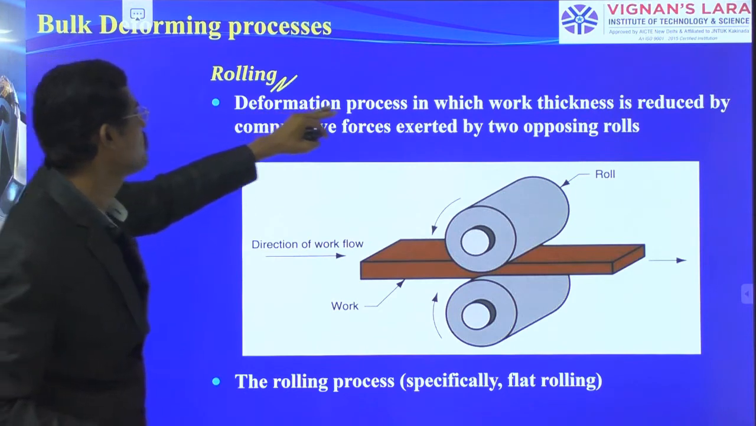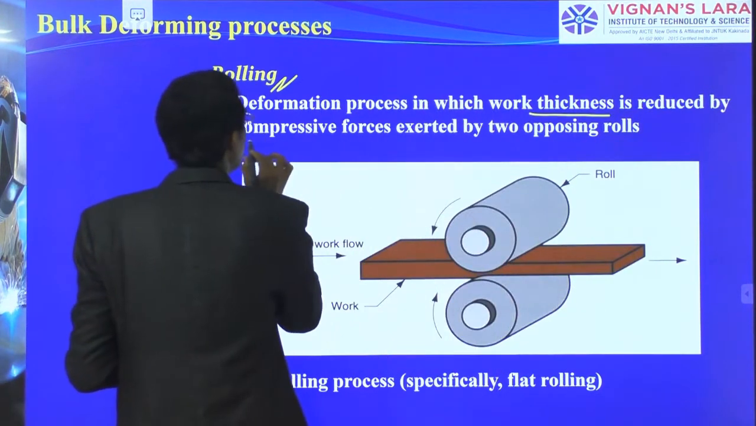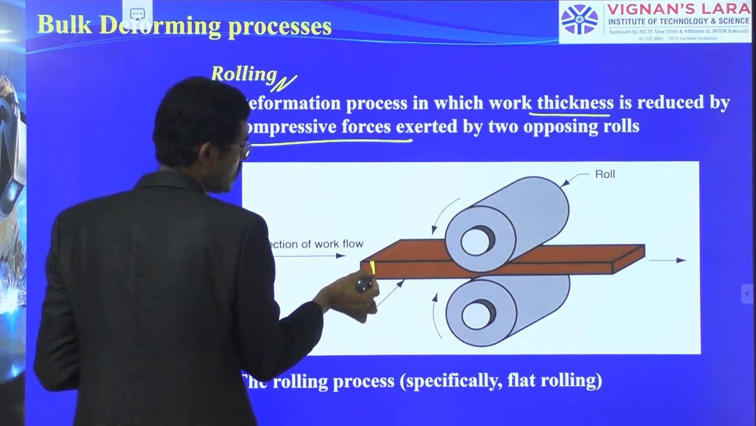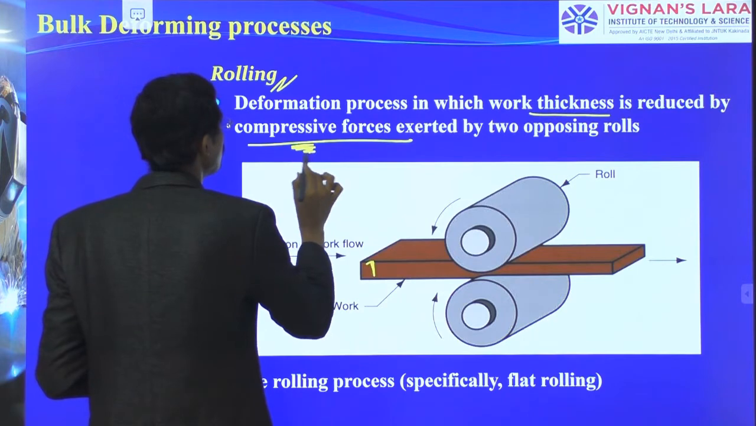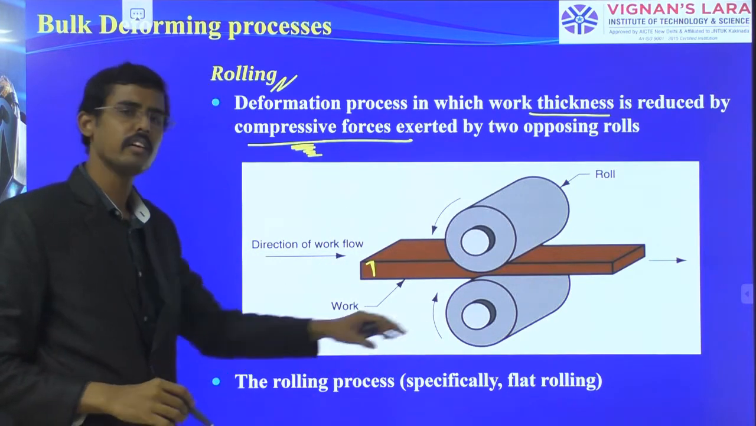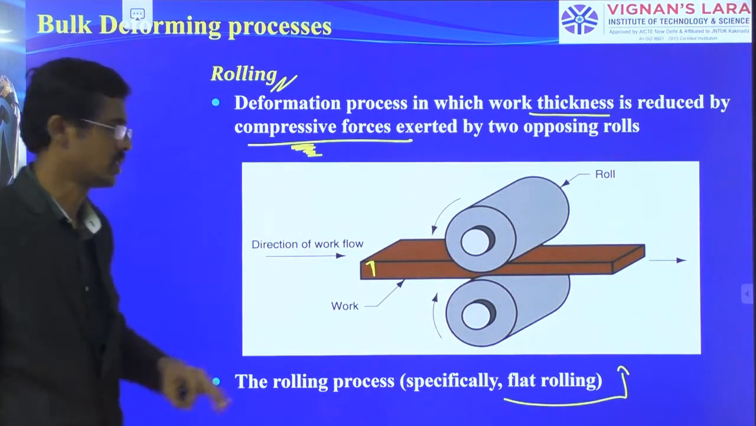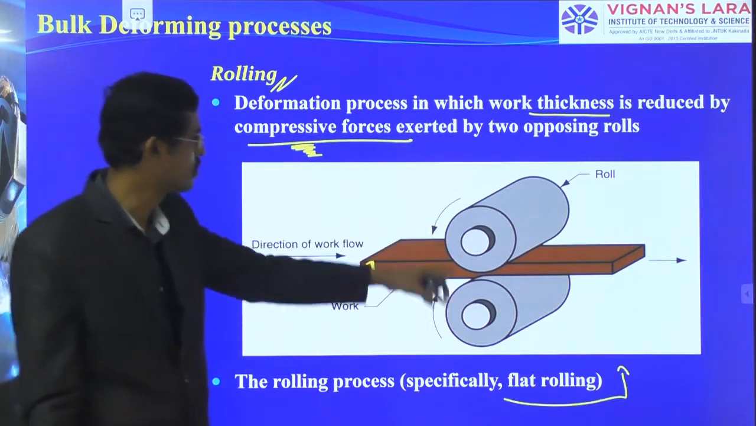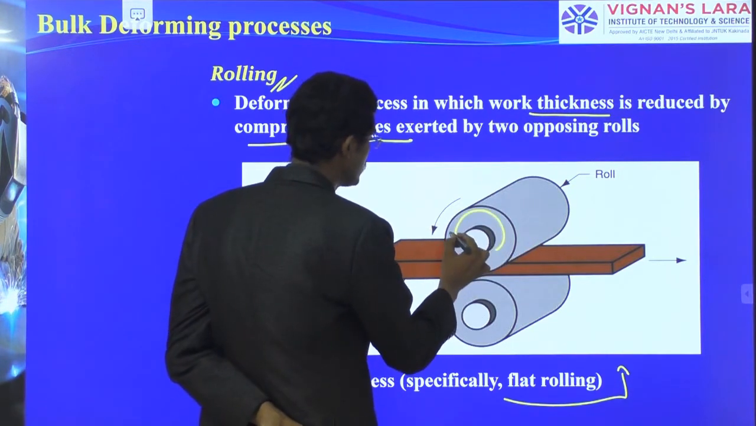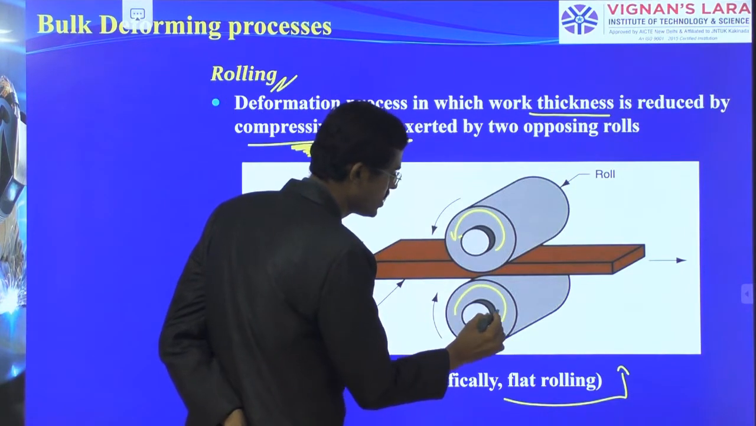Rolling is the deformation process in which work thickness is reduced by compressive force. The work thickness we are going to reduce, this thickness we are reducing by compressive force. This is especially about flat rolling operations. For the thickness reduction, I have used two rollers. The top roller is rotating in the anti-clockwise direction. The bottom roller is rotating in the clockwise direction.